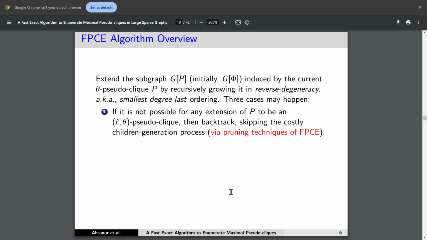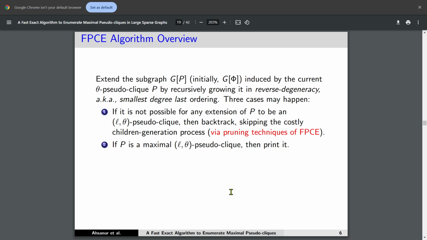On a high level, our algorithm extends the subgraph induced by the current theta pseudo-clique P by recursively growing it in a smallest degree last ordering. Three cases may happen in a recursive call. Firstly, if it is not possible for any extension of the current subgraph to be an L theta pseudo-clique, then we backtrack, skipping the costly child generation process, i.e., we prune the unnecessary parts of the search space, which is one of our major contributions here.